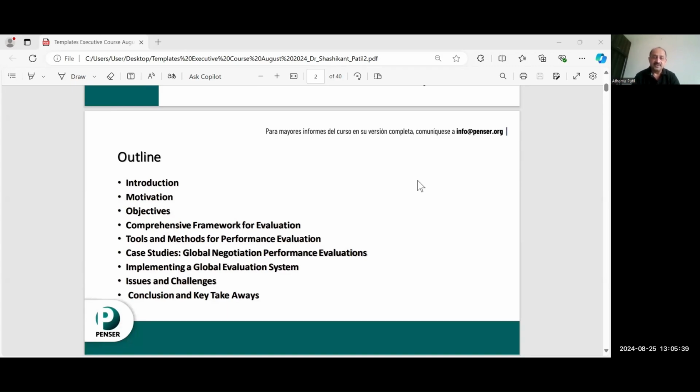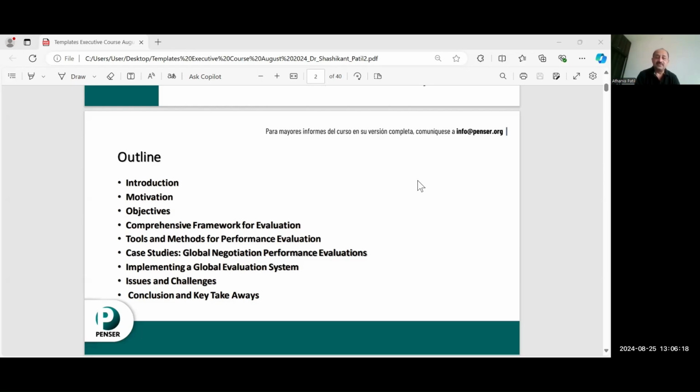It will start with conflict resolution and negotiation, the introduction. Then what motivated me to give this talk, and then we'll see the objectives and goals of this session, followed by a comprehensive framework for evaluation: different tools, methodologies, and mechanisms for performance evaluation. Then we'll discuss some case studies based on global negotiation performance evaluations. Then implementing a global evaluation system for negotiation and conflict resolution.